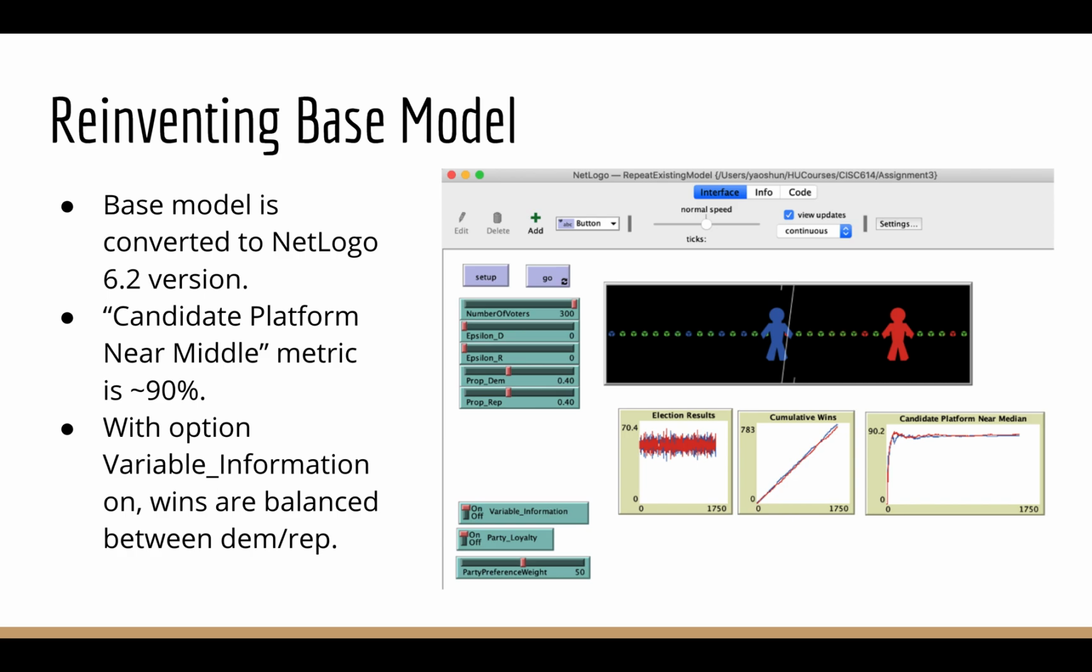First, I reinvented the base model in the recent NetLogo language. With this simulation from the base model, we can observe that the candidate platform near middle is about 19%, which verifies the median voter theorem. And after we turn on the variable information, the wins are fairly balanced between Democrats and Republicans.